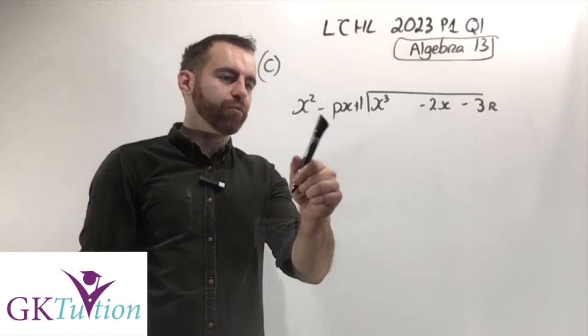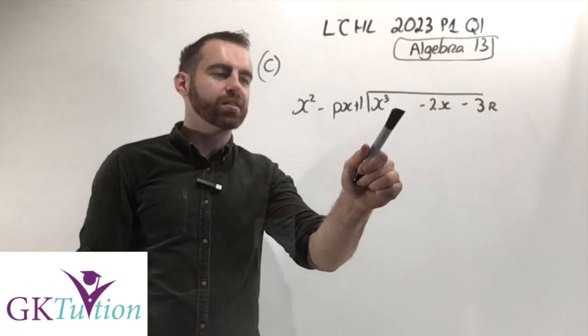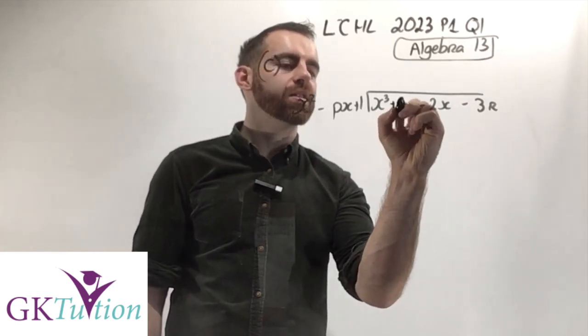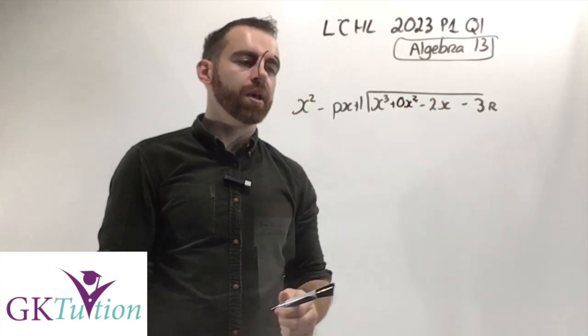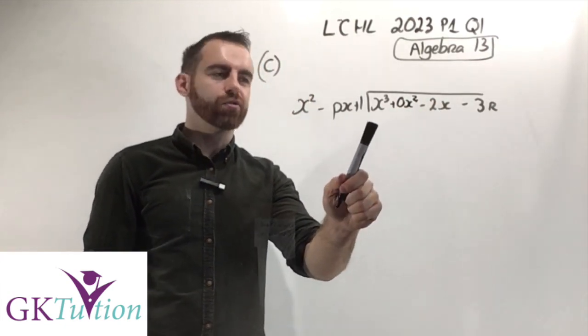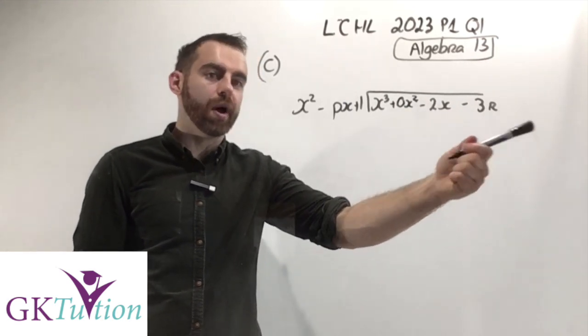Don't forget that if we tried to do this question, it wouldn't work out for us, because there's no x squared term in our cubic. So in order to do this one, we have to add in a 0x squared. If we do it like that, now it's going to work. In other words, the power of x has to decrease by 1 each time. So now I have an x to the power 3, an x to the power 2, an x to the power 1, and then an x to the power 0, or no x.